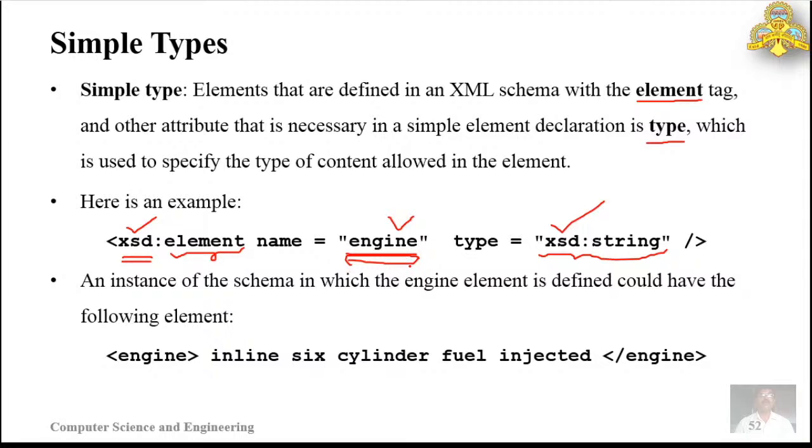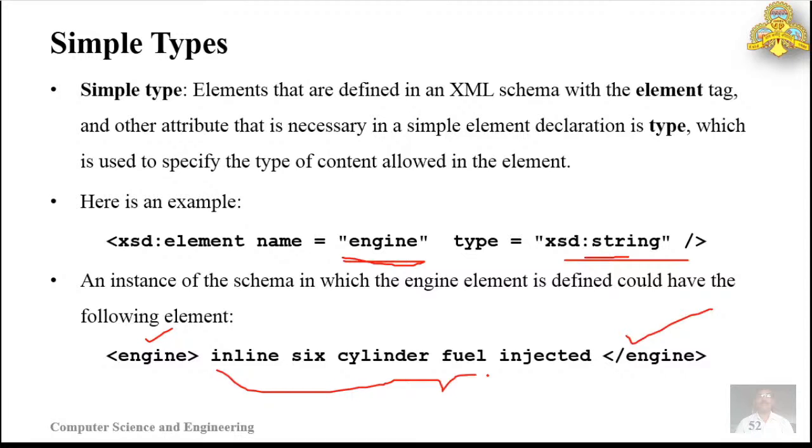So when I create an element like this, for example, I have declared one element, that is engine. Now in the XML document I can use the engine tag like this. As this is a string element, this will be a string. Instead of this, if I provided any different type of information, then during the XML validation I will get an error message.